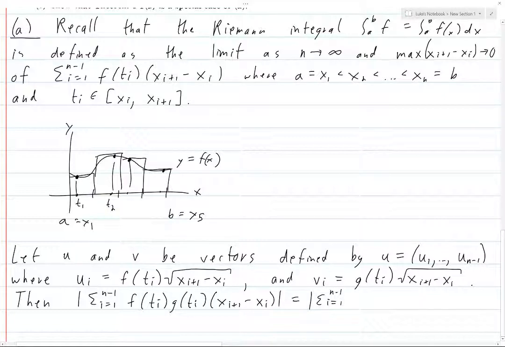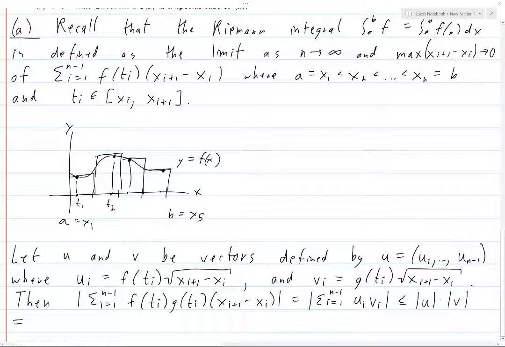Well, what we can do is break up this xi plus 1 minus xi into square root of xi plus 1 minus xi times square root of xi plus 1 minus xi. If we take one of those square roots and combine it with f of ti, we end up with ui. If we take the other square root and combine it with g of ti, we get vi. So we have the sum from i equals 1 to n minus 1 of ui vi. And we know by theorem 1-1, 2 that this is less than or equal to the norm of u times the norm of v.